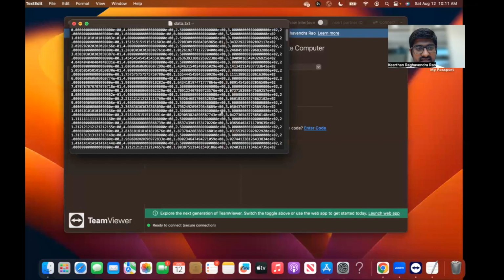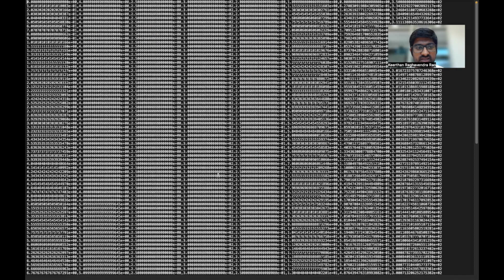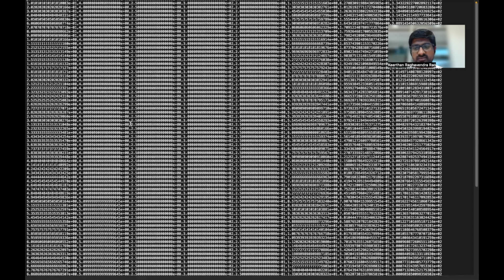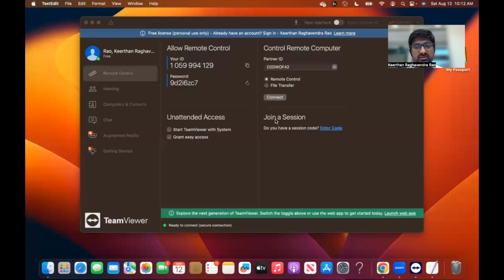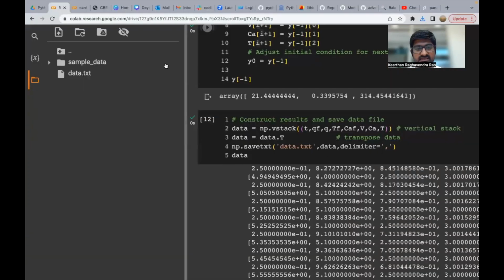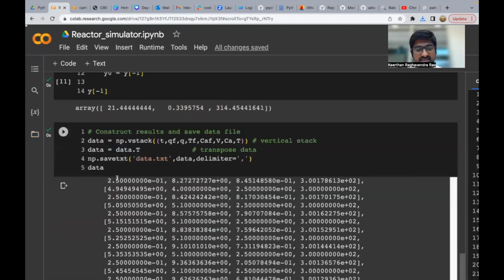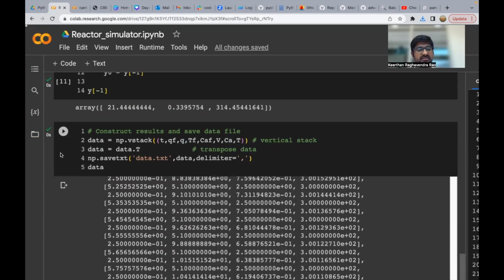It's a pretty large file with just numbers. You can add headers to this if you want, but that's just adding more arguments to the code. So for now, I thought we'll just keep it simple. But you can think of this as a data file that has the time instance first in the first column. Then you have the feed flow rate and output flow rate, temperature, feed concentration, volume, output concentration, and temperature, output temperature. So that's what this file will have.